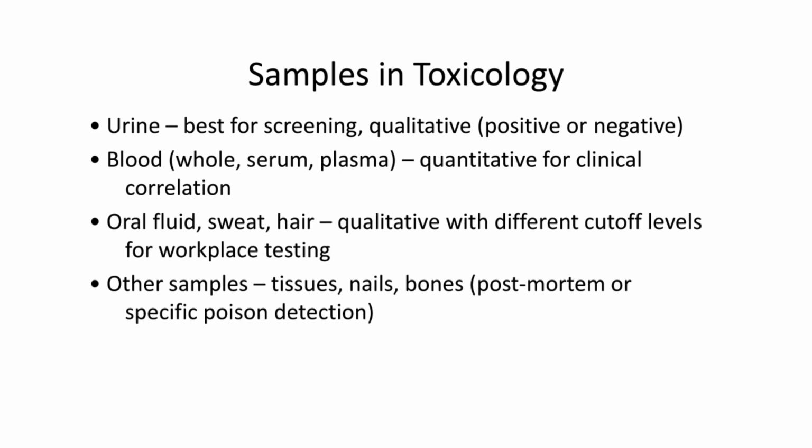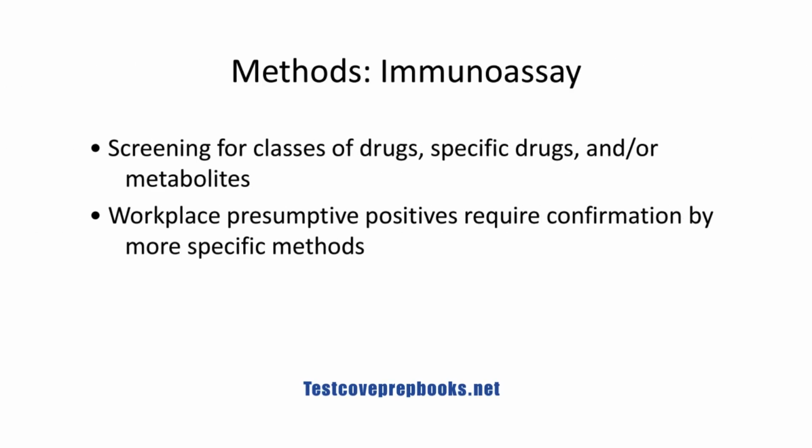toxicity. Oral fluid, sweat, and hair can also be used for qualitative testing, though they have different cutoff levels, especially in workplace testing. Finally, other specimens such as tissues, nails, or bones are typically used in post-mortem analysis or for specific poison detection. The methods of toxicology testing can be divided into immunoassays and chromatographic techniques.